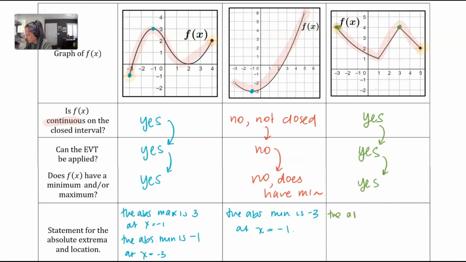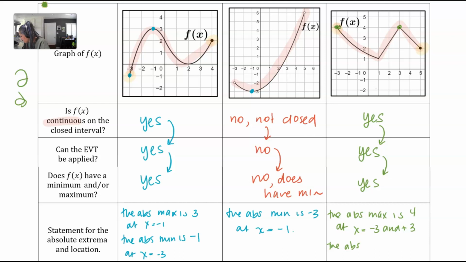I'm going to move my face. That's not the problem, though. My pen wasn't working. The absolute max is 4 at x is equal to -3 and +3. Cute. So it just happens twice. That's okay. It's still the maximum value. And the absolute min is the lowest point, there. 1 at x is equal to 1.